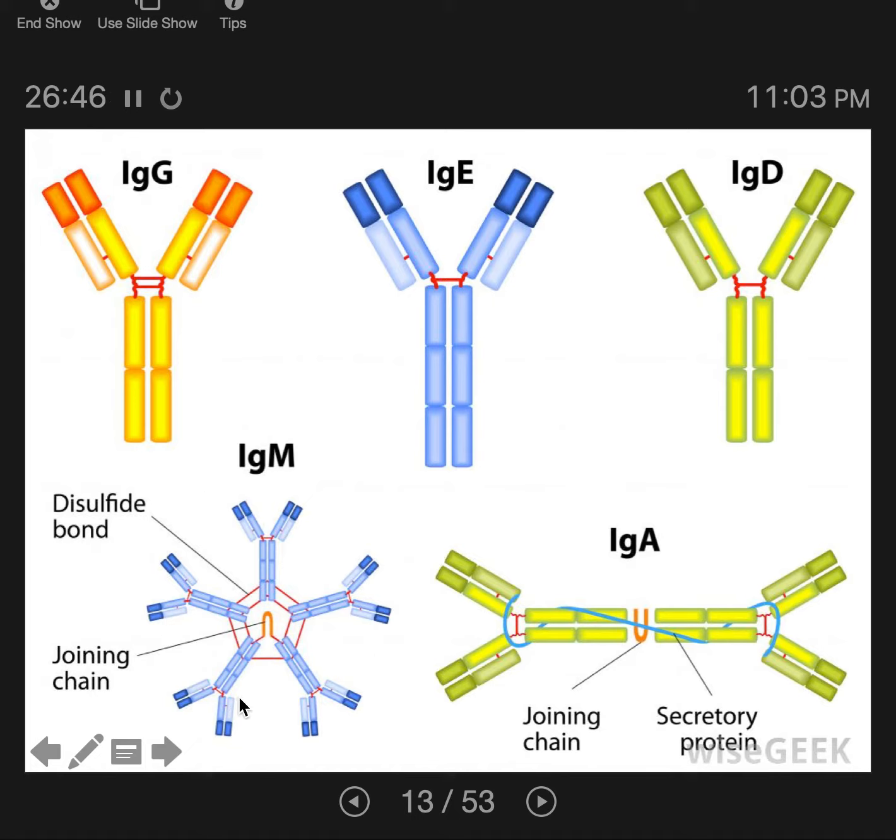Again, I don't need you to memorize which is which. I'm just showing you how these vary so that you can understand. Because when you read literature about the immune system, you're going to see IgG all the time or IgE or whatever. And I just want you to know what that means, generally speaking. It's just a different kind of antibody.